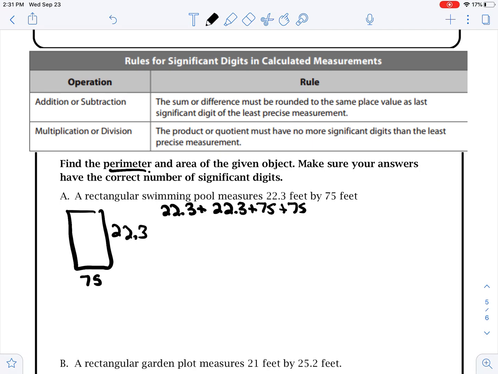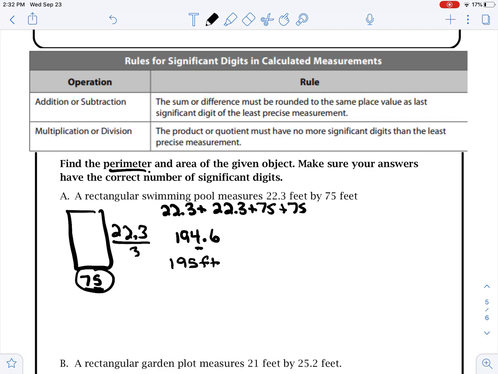And we add them and we get 194.6. Now it says round to the same place value as the last significant digit of the least precise measurement. So this has 2 significant digits, that has 3 significant digits. So we're going to go with the least precise measurement, that'd be 75. The last significant digit is in the ones place, so we're going to round here. So it'd be 195, and this is feet.